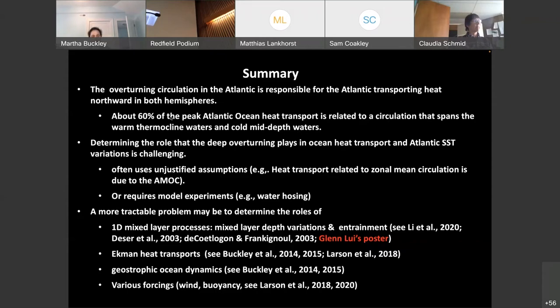And I'd just like to suggest a few problems that perhaps could be more tractable. One possibility is to determine the role of mixed layer processes and 3D ocean dynamics, so separate that way rather than trying to look at the role of the AMOC specifically. Another is to consider the effect of Ekman heat transports, which are basically instantaneously forced by the wind. So you can separate into Ekman versus geostrophic heat transport convergence. And another way is looking at the role of wind and buoyancy forcing in SST variations. Right. Thank you for your attention.